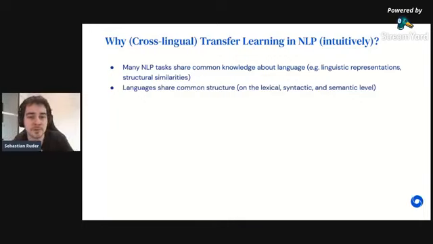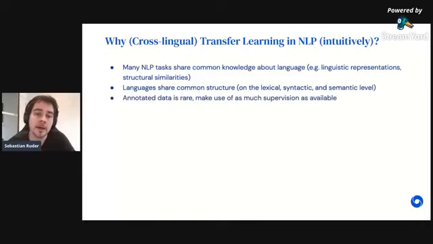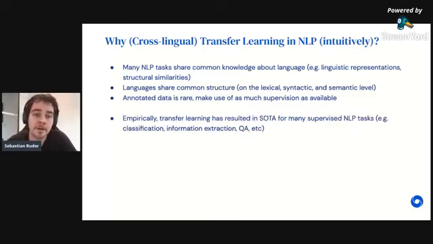Generally, for the same reason, transferring across languages should be successful, because languages, as many of you might know, share many underlying characteristics on different levels of meaning. Transfer learning is also particularly useful when annotated data is rare, which is often the case for many languages of the world, where it's very expensive to find enough speakers on crowdsourcing services to annotate enough data. And from the empirical side, over the last years we've seen a lot of empirical successes using transfer learning to achieve state of the art across a wide range of different NLP tasks.